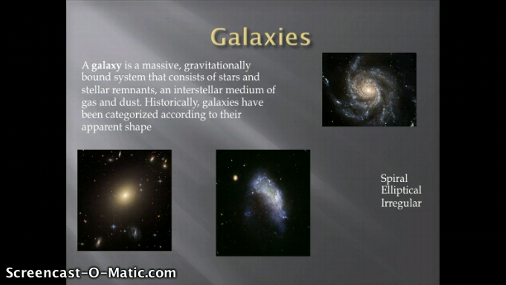A galaxy is a massive gravitationally bound system that consists of stars and stellar remnants and an interstellar medium of gas and dust. Historically, galaxies have been categorized according to their apparent shape. There are 3 different shapes. The first is spiral. The second is elliptical. And the third is irregular.